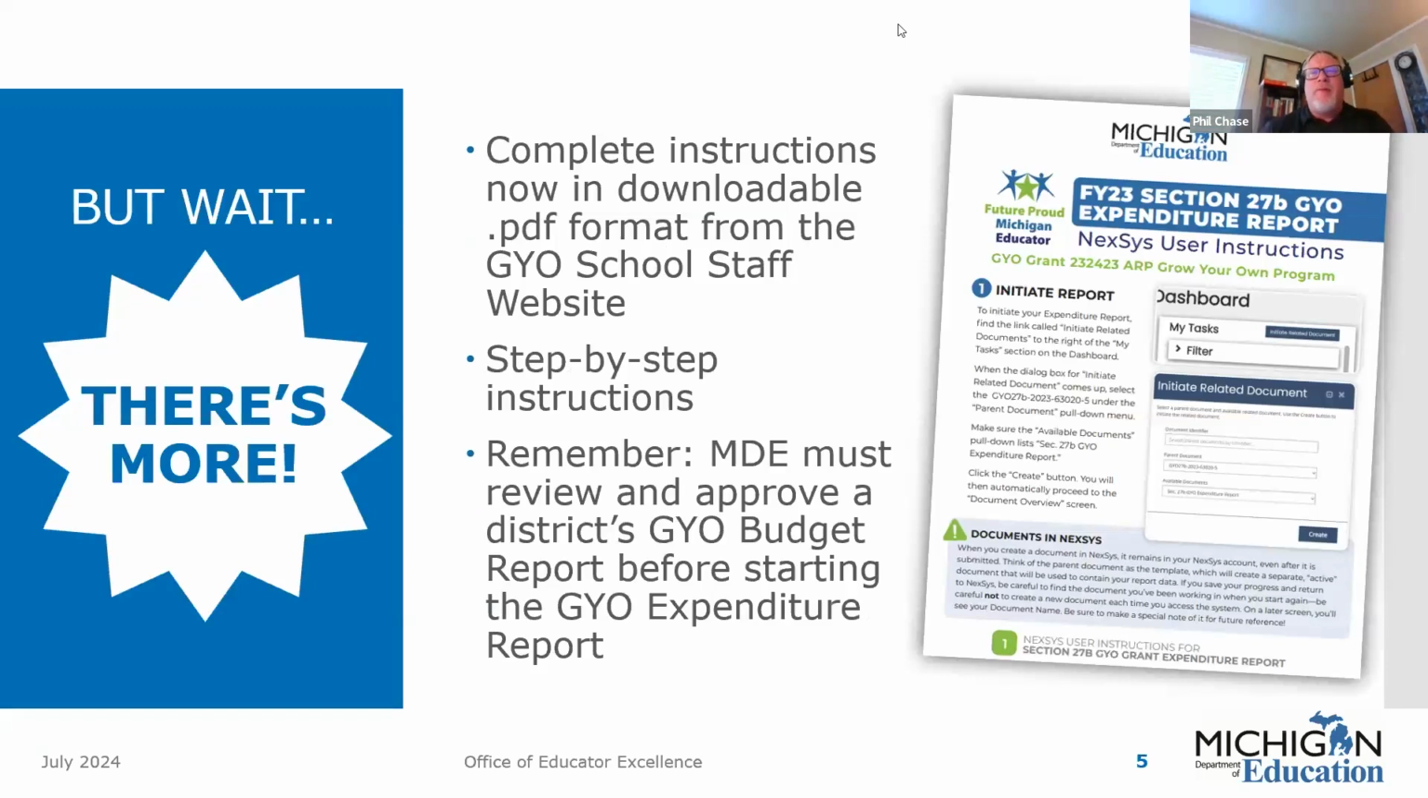And in case I'm remiss in reminding you all, if you haven't been to the Grow Your Own School Staff website lately, you should probably go there and check it out. We've updated it with new resources, new information, including new frequently asked questions. So we're kind of proud of it. And among other things, there's downloadable instructions for everything that's Nexus related, including the GYO expenditure report.